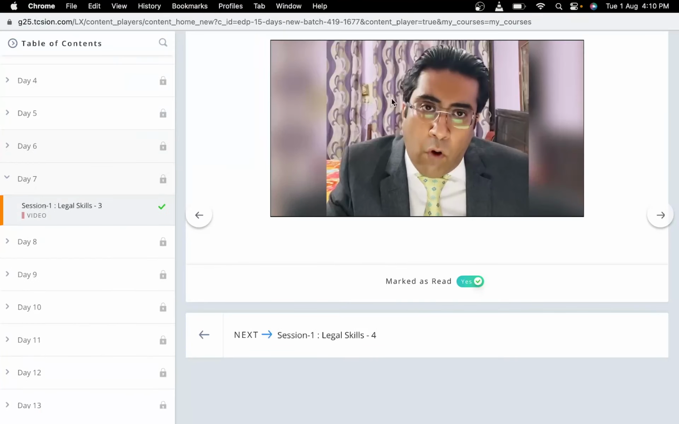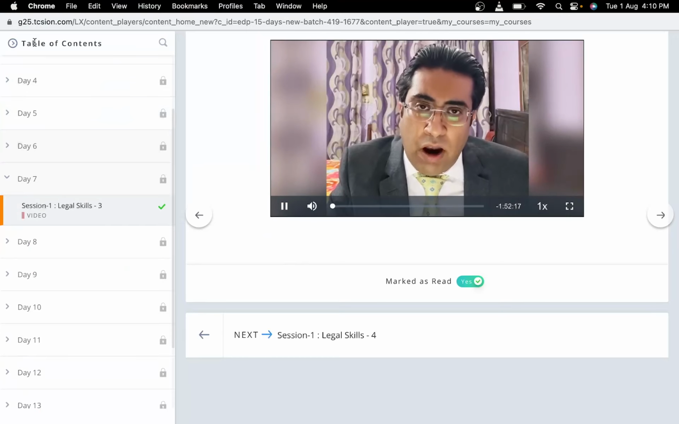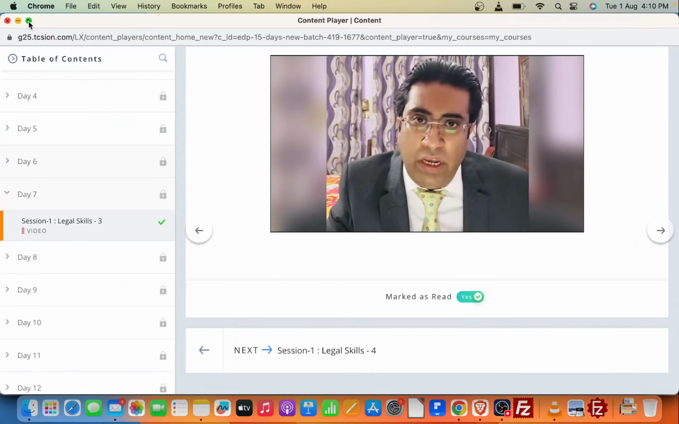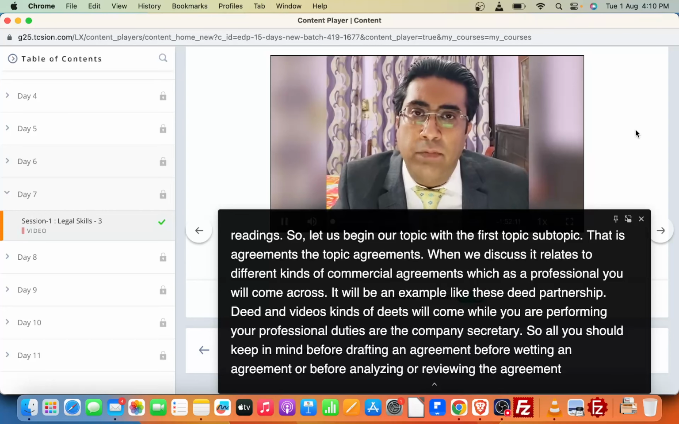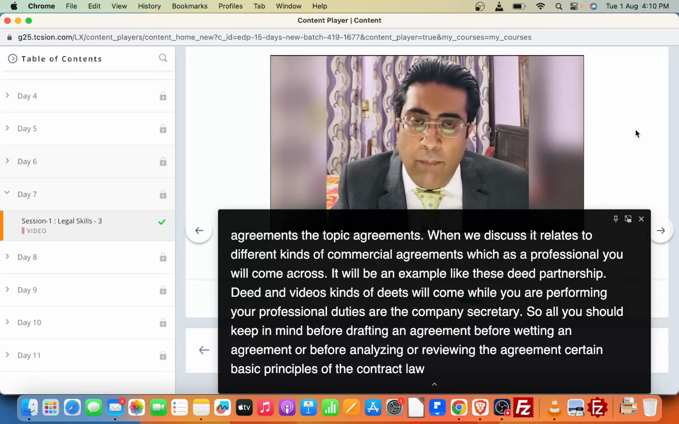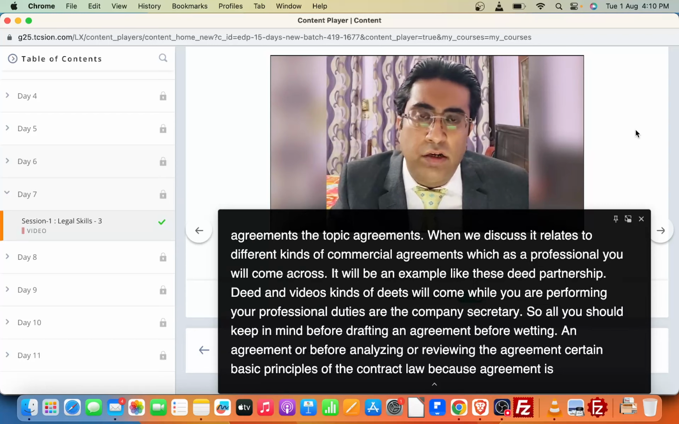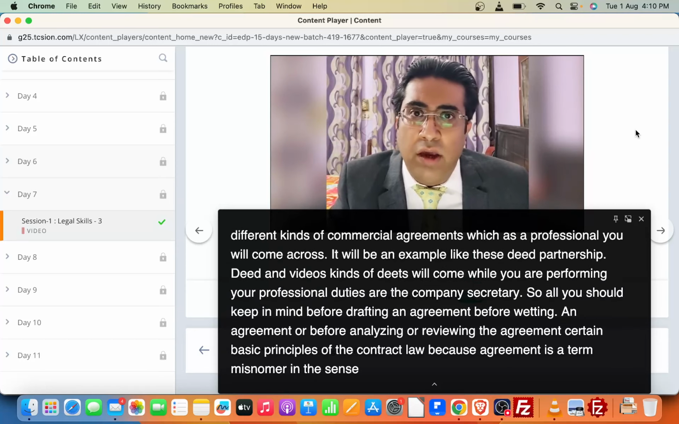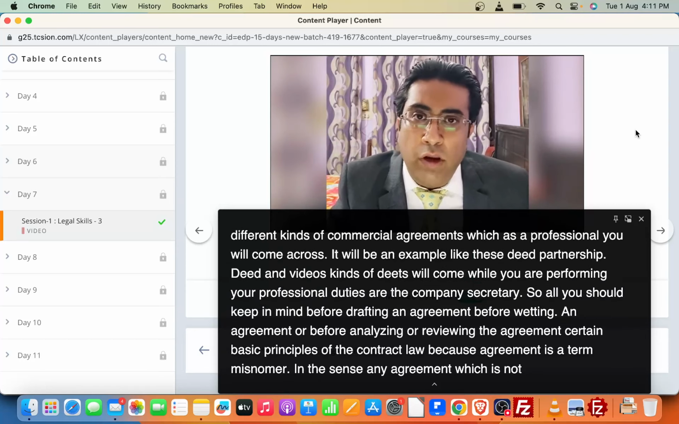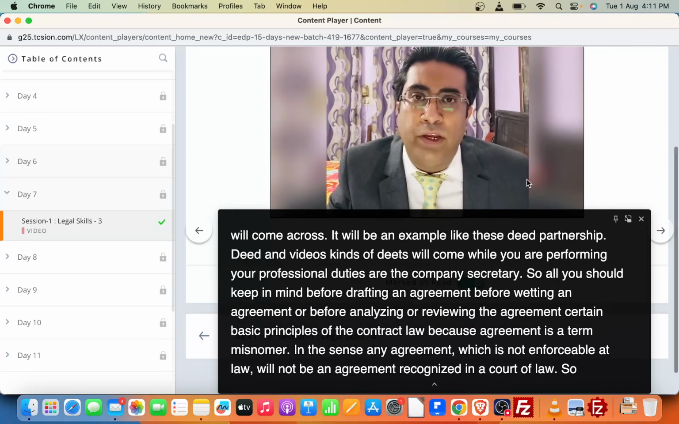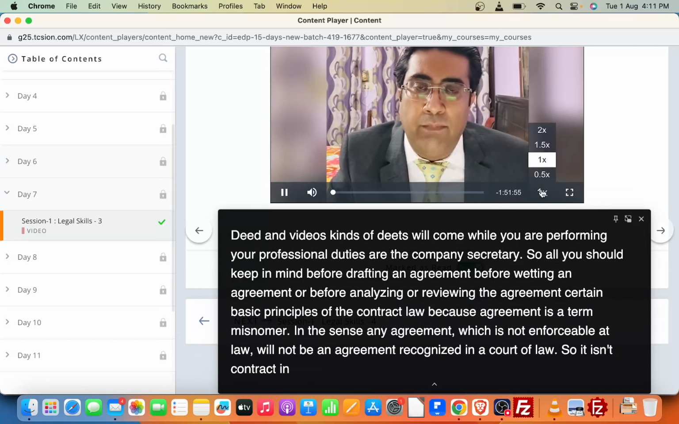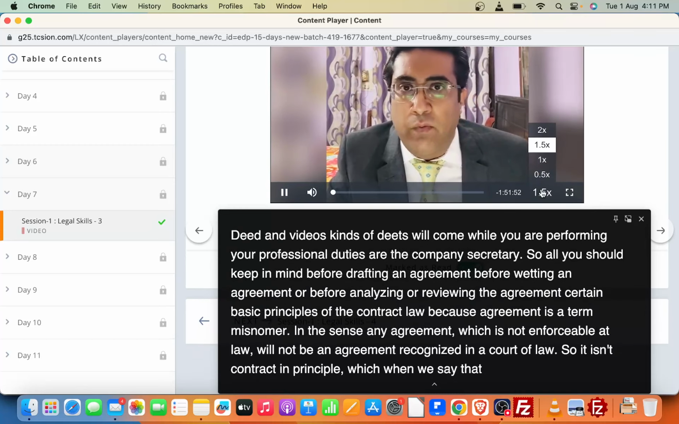So you should keep in mind, before drafting an agreement, before vetting an agreement, or before analyzing or reviewing the agreement, certain basic principles of the contract law, because agreement is a misnomer in the sense that any agreement which is not enforceable at law will not be an agreement recognized in a court of law. So it is a contract in principle when we say that we are talking about an agreement.